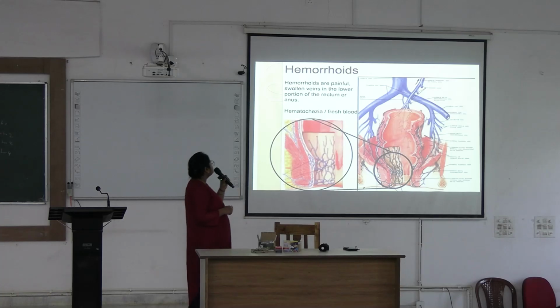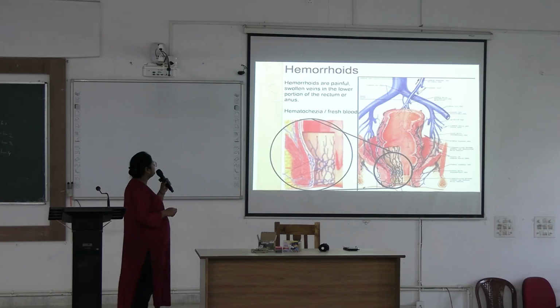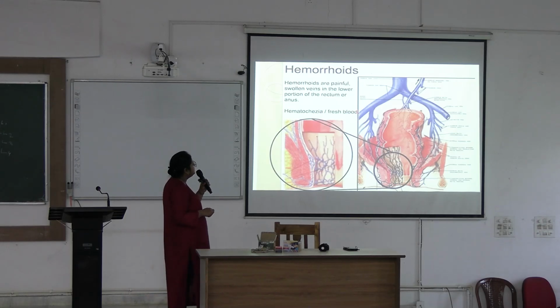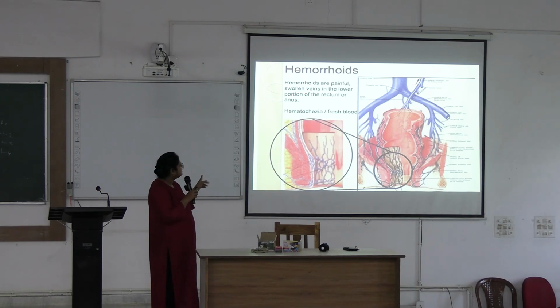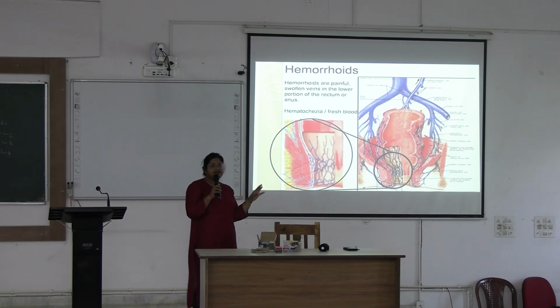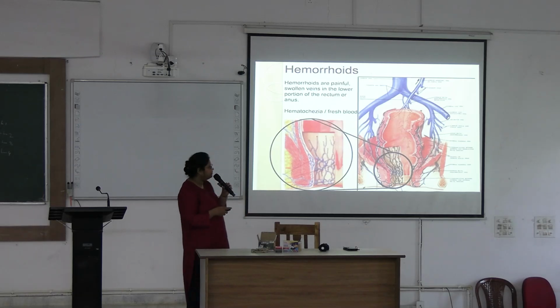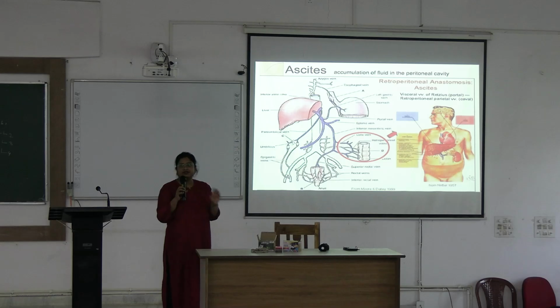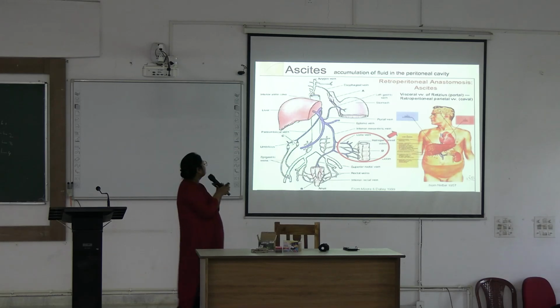Hemorrhoids are painful swollen veins in the lower portion of the rectum or anus, and here hematochezia, or fresh blood in stool, occurs. These terms you remember; you have to use them during the clinics. In esophageal varices, melena occurs, black tarry stool, and here there is fresh blood in the stool, hematochezia. Blood vomiting is hematemesis. Remember these terms.